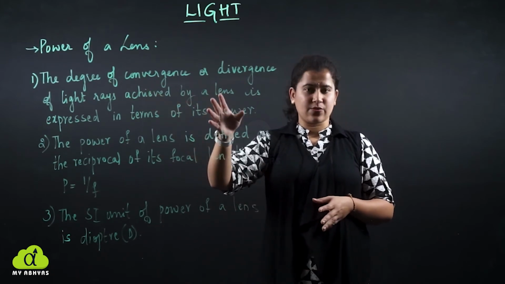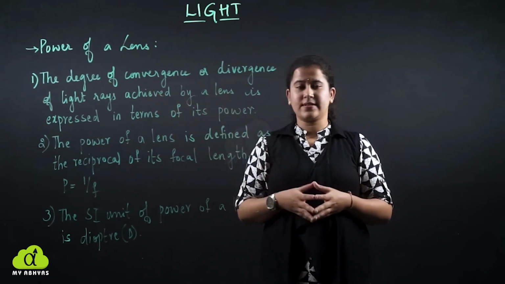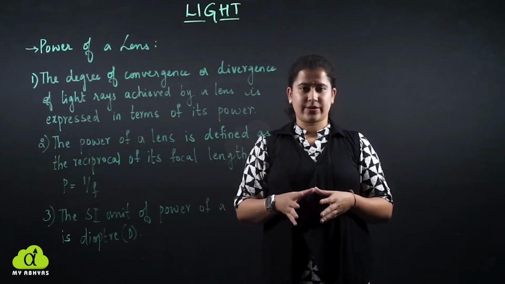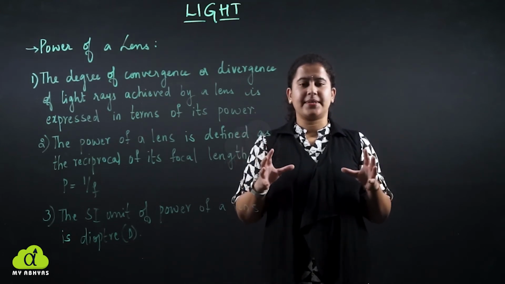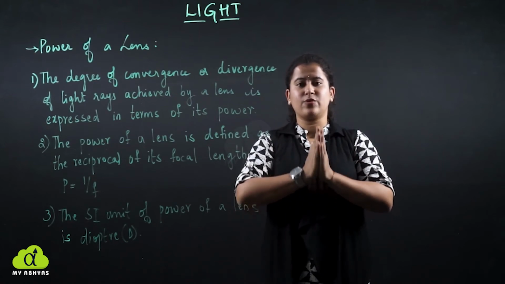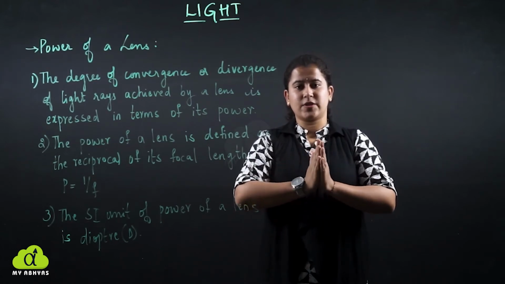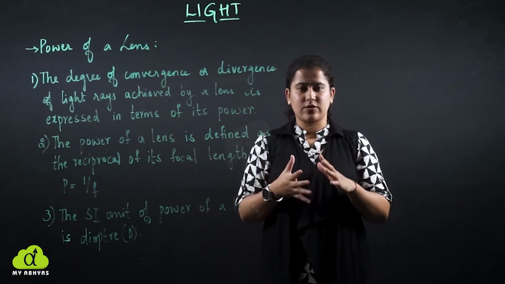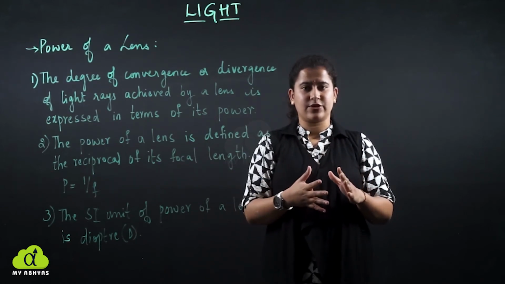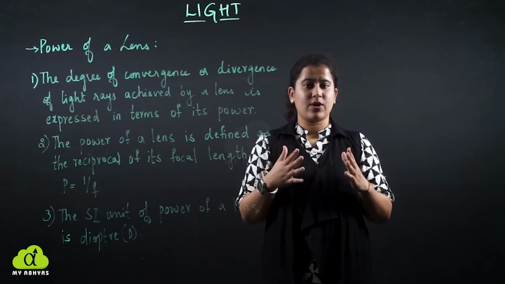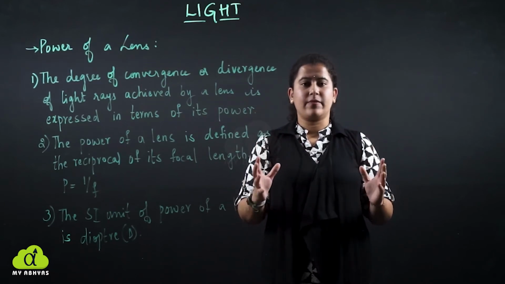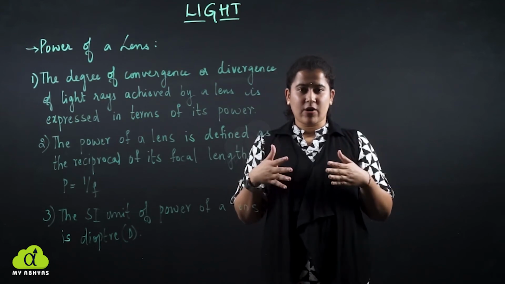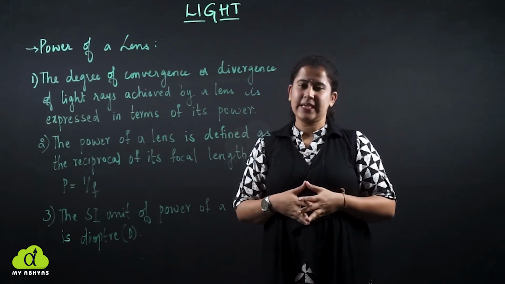That is, the degree of convergence or divergence of light rays achieved by a lens is expressed in terms of the power. Clear? So whenever you have to know the power of a spectacle, this will be used. How much a lens can converge or how much it can diverge light rays depends on the eye lens also, and accordingly the spectacle will be designed.